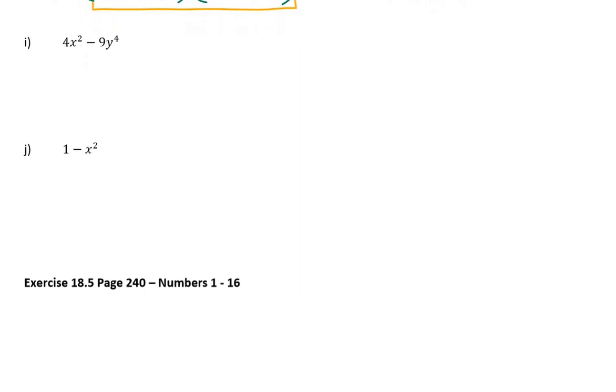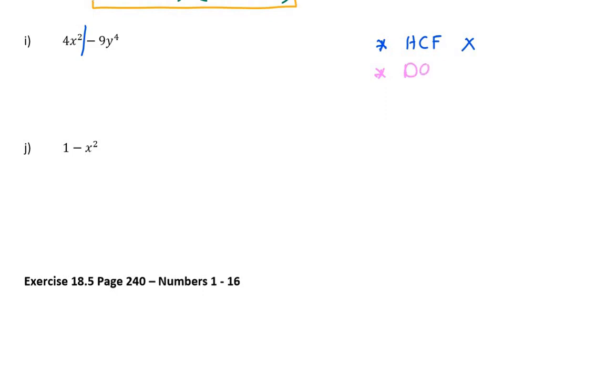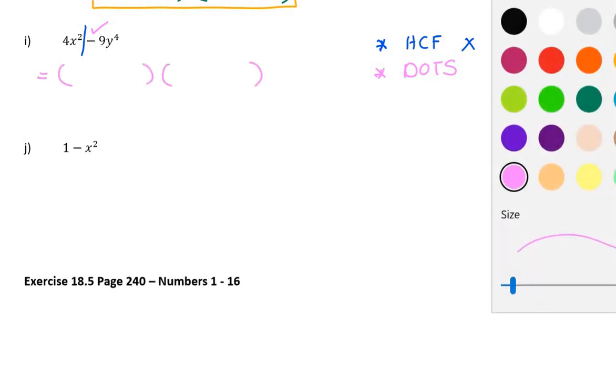Right, last 2 ones before you guys go and have a bash at this. Is there a highest common factor? Well, there's 2 terms, and the numbers are 4 and 9. There's nothing that goes into both 4 and 9, and there's x squared and then y to the power 4. No, I don't see a highest common factor at all. So I next say to myself, is there a difference of squares? Well, there is a difference, because I see a minus sign. There are 2 terms, and guess what? They're both perfect squares. So this didn't have a highest common factor, but it does have a difference of squares.